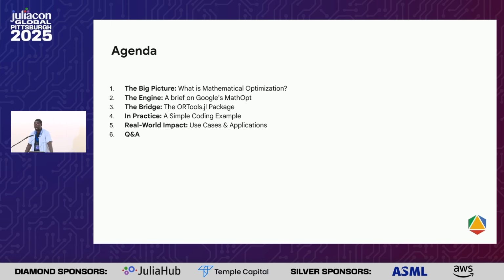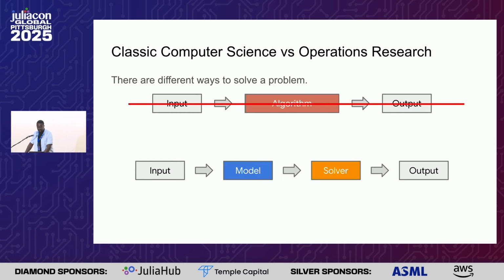So the agenda, the steps I'm going to follow: of course, I won't assume knowledge in mathematical optimization, so I'll start with a brief on that, then a brief on MathOpt. MathOpt is the interface that Google has on top of the set of solvers that it exposes. Then I'll talk about the bridge, which is the primary objective of the talk, the ORTools.jl package, and a simple coding example to show you the effect of having JuMP on top of MathOpt and how the code is actually reduced. Then finally, use cases and applications, and I'll finish my talk with an opportunity for Q&A.